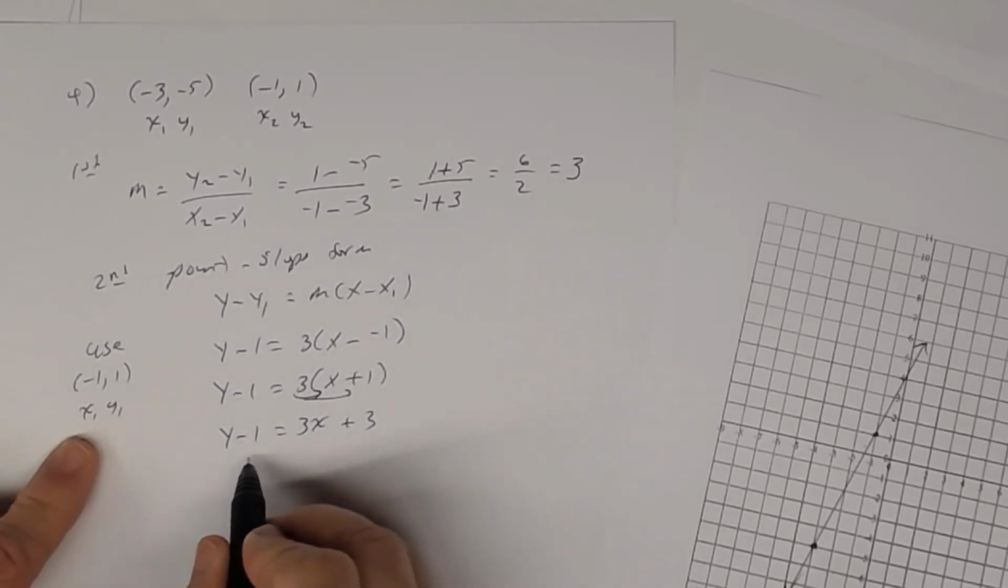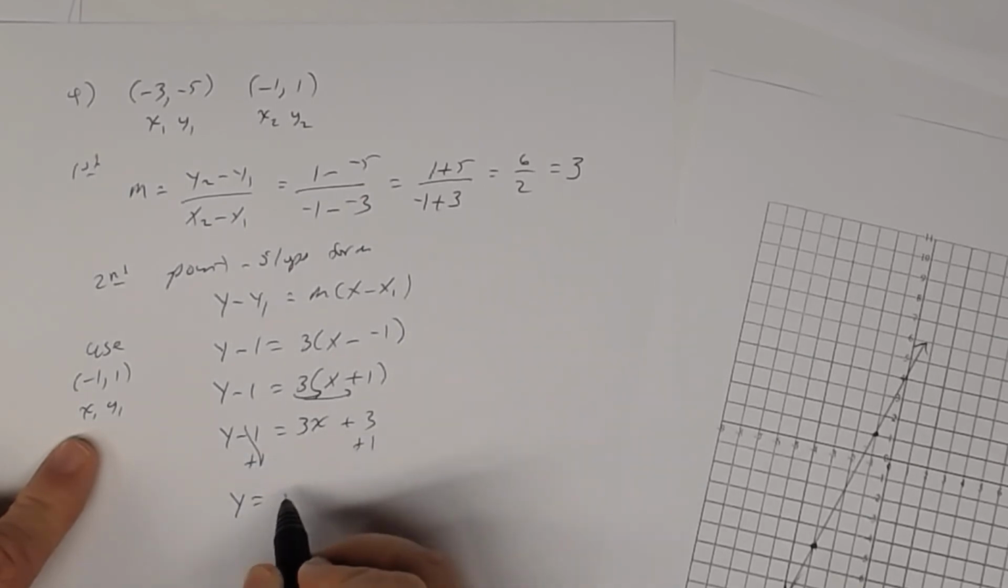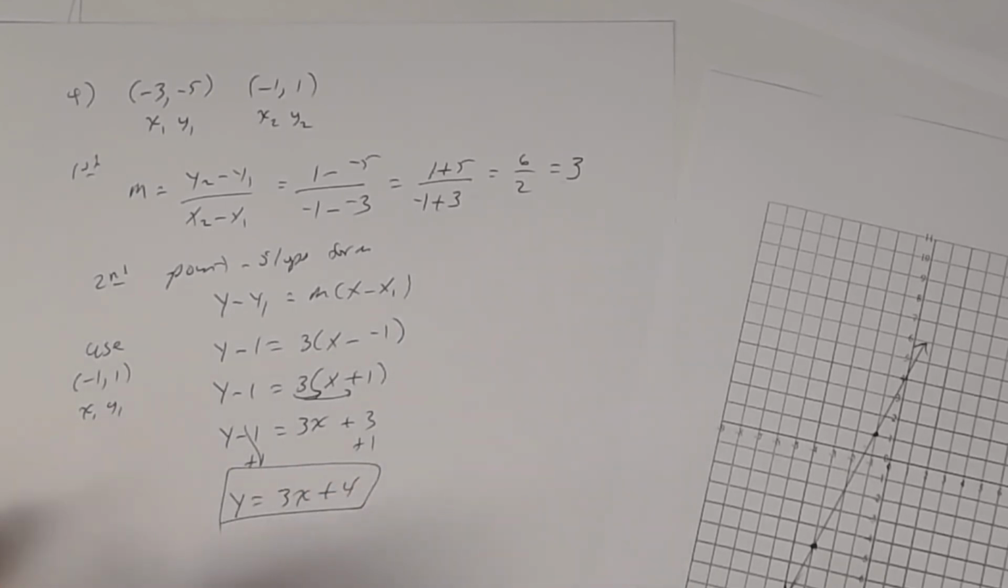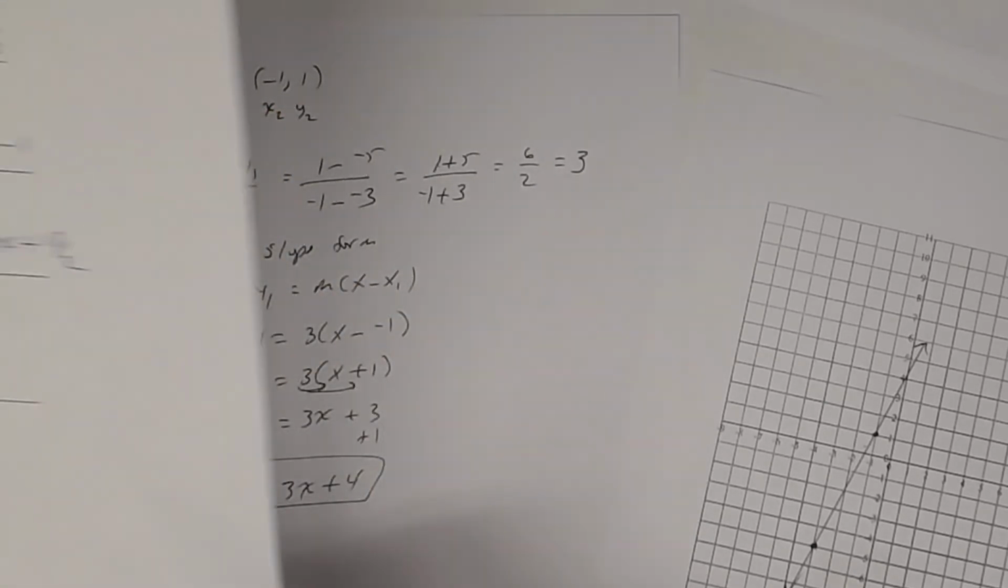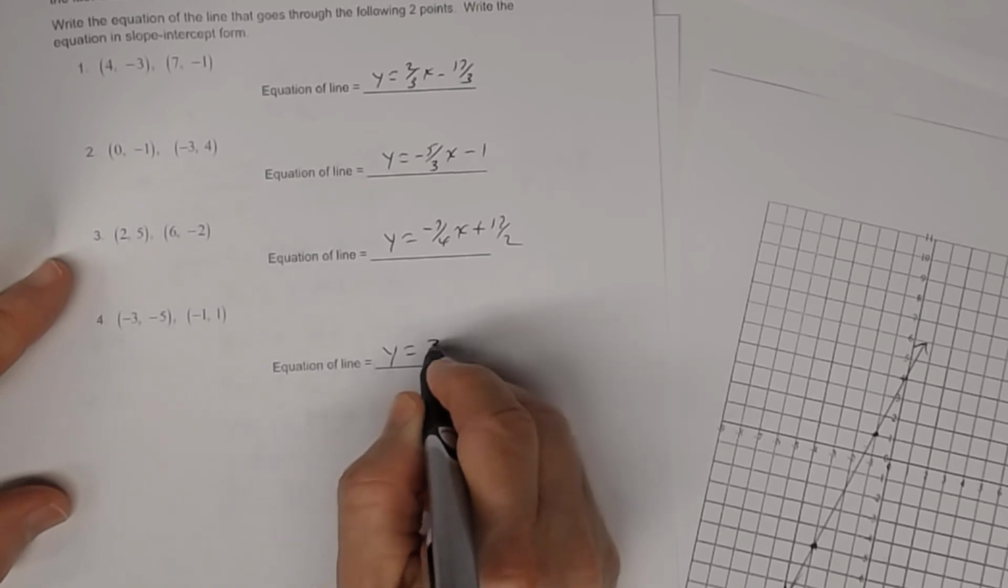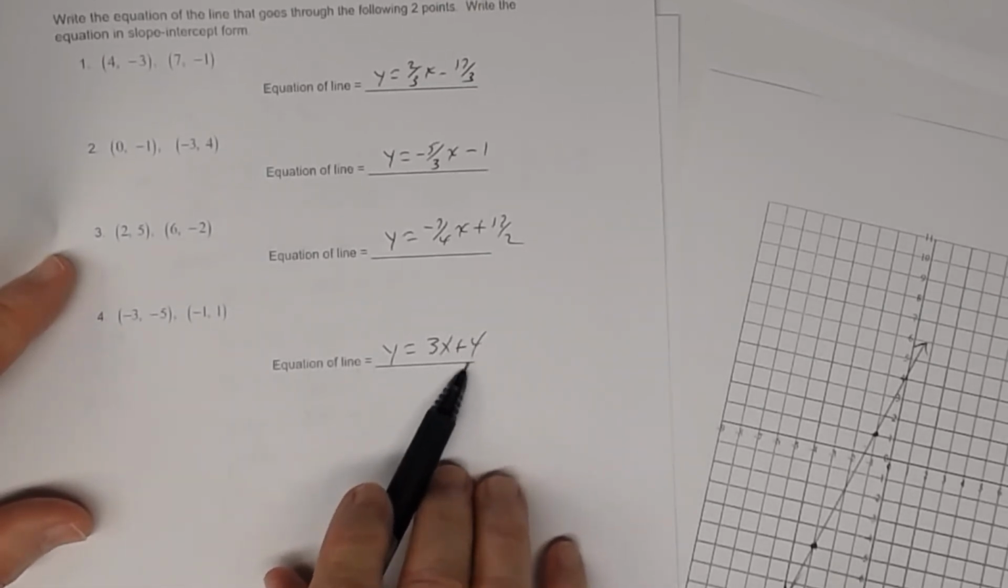And then to get y by itself, we're going to add 1 to both sides. And then notice what we get. The equation in slope-intercept form is y equals 3x plus 4. So that's the equation of that line that goes through these 2 points. Y equals 3x plus 4. And remember, the slope is 3, and the y-intercept is 4.